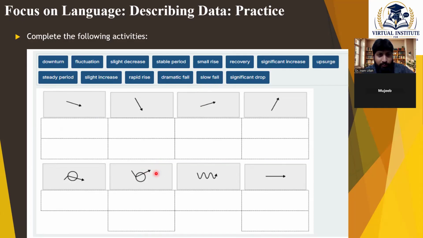And what about this one? Slight increase. Yes, slight increase is the right option. Or rapid rise is also good because it came down and then automatically went up. Okay, what about this one? This is a bit technical.